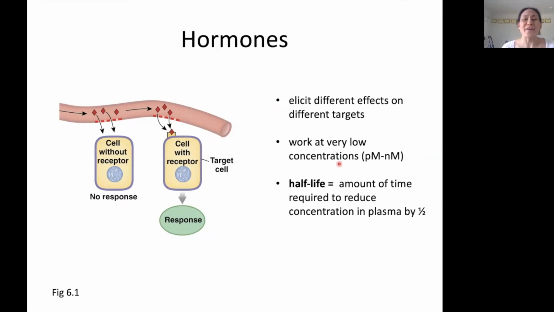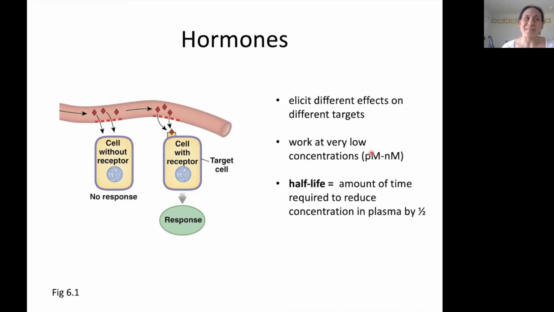Hormones work at very low concentrations, right? So they work at picomolar to nanomolar concentrations usually, and that's pretty low. Most molecules that you find in your body, ions and things like that, are going to be present in the body at millimolar concentrations. Millimolar is 10 to the negative third. Picomolar or nanomolar are the range of concentrations at which we see hormones being effective.